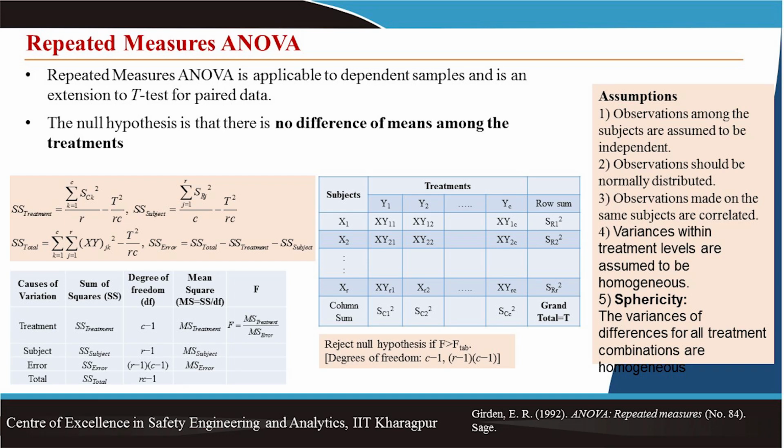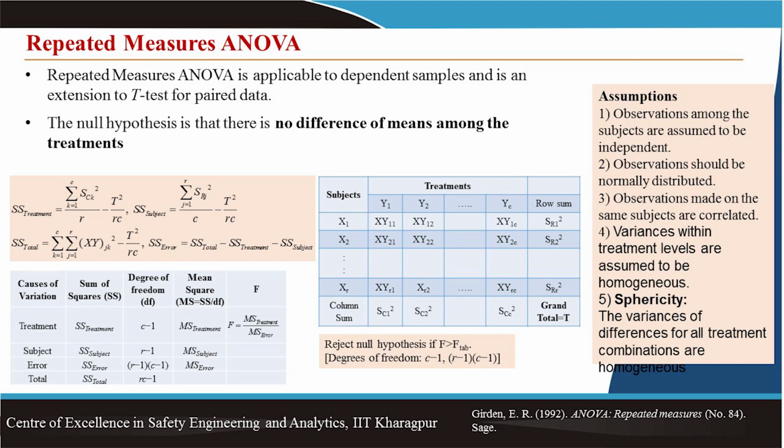Here another important part is that we are talking about dependent samples. The reason is that the same r number of subjects are exposed to all the treatments. So, if I consider treatment 1, these r are the sample, and for treatment 2 these r are the sample. The subjects are not changing, the same subjects are being repeated.